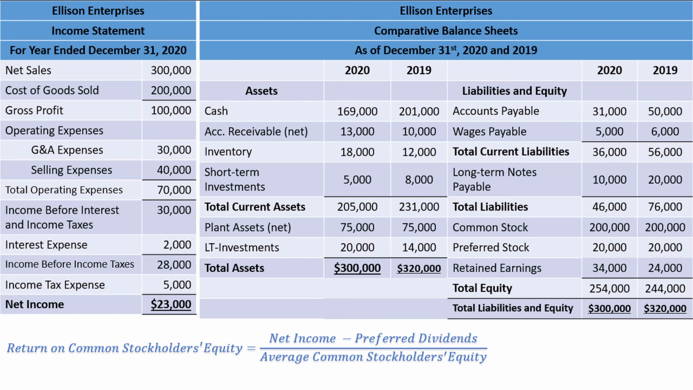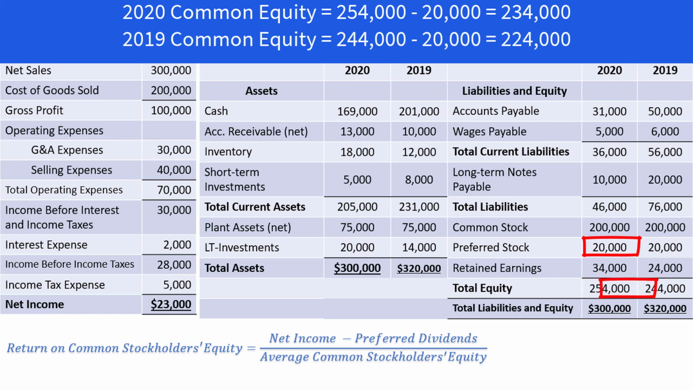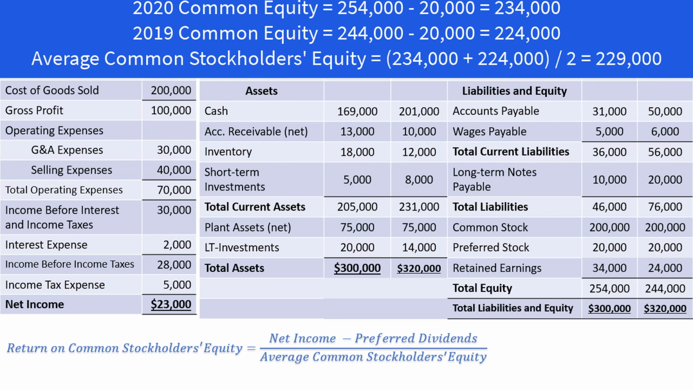Common equity in 2020 is the total equity of $254,000 minus the $20,000 in preferred equity, which is equal to $234,000. The common equity in 2019 is the total equity of $244,000 minus the preferred equity of $20,000, which equals $224,000. If there were preferred dividends in arrears, you would need to subtract those too. The average common stockholders' equity is $234,000 plus $224,000 divided by 2, which is equal to $229,000.